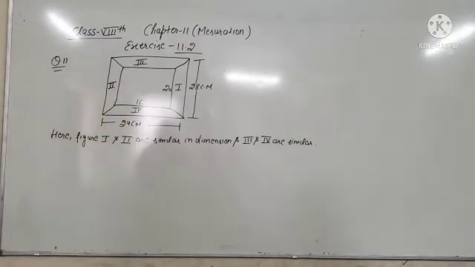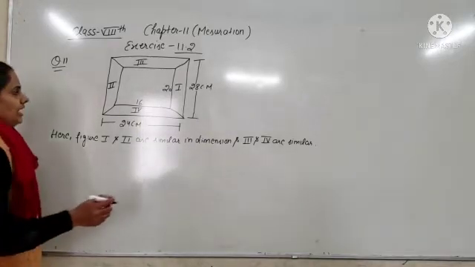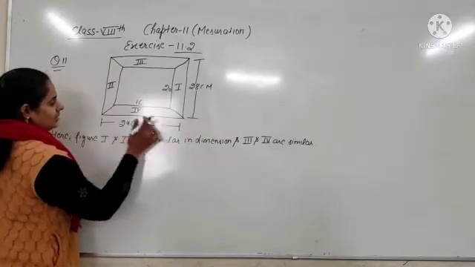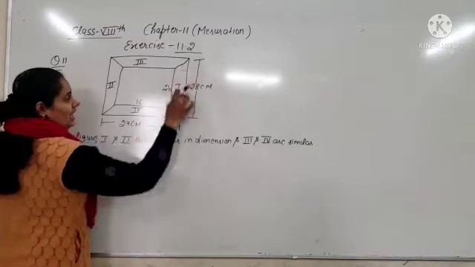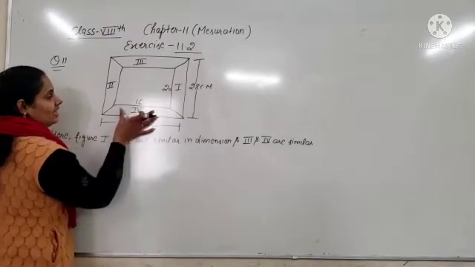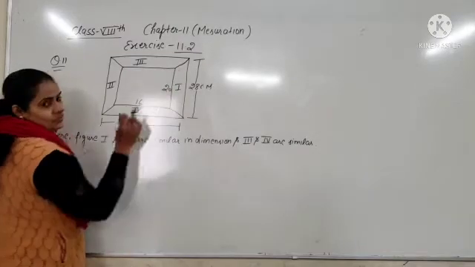It is given that the diagram of the adjacent picture frame has outer dimension 24 centimeter into 28 centimeter and the inner dimension 16 centimeter into 20 centimeter. So find the area of each section of the frame if the width of each section is the same. Okay, so here this diagram is given in the question, you can see in your book. The outer dimension is given 24 into 28, so this is 24 centimeter and this one is 28 centimeter, and the inner dimension is 16 and 20 centimeter.